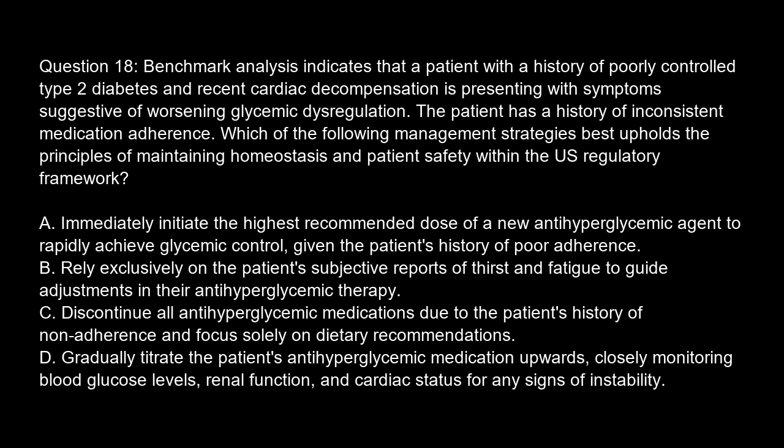Option A. Immediately initiate the highest recommended dose of a new antihyperglycemic agent to rapidly achieve glycemic control, given the patient's history of poor adherence. Option B. Rely exclusively on the patient's subjective reports of thirst and fatigue to guide adjustments in their antihyperglycemic therapy. Option C. Discontinue all antihyperglycemic medications due to the patient's history of non-adherence and focus solely on dietary recommendations. Option D. Gradually titrate the patient's antihyperglycemic medication upwards, closely monitoring blood glucose levels, renal function, and cardiac status for any signs of instability.